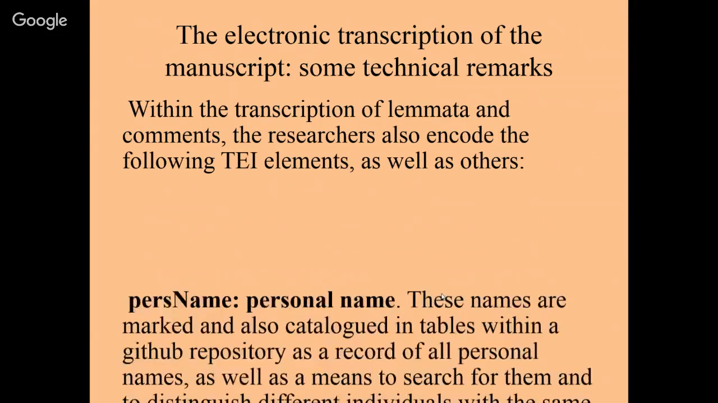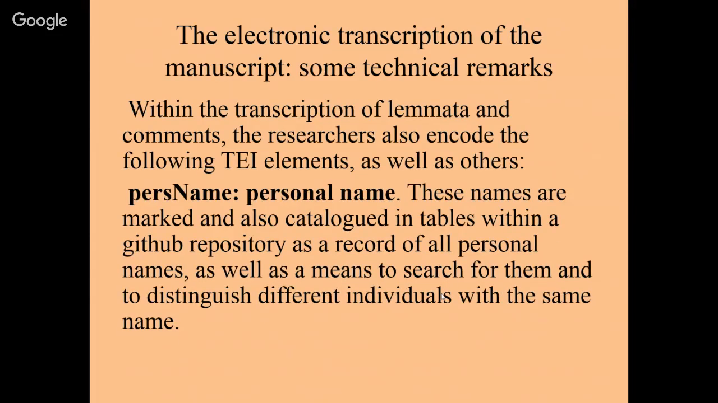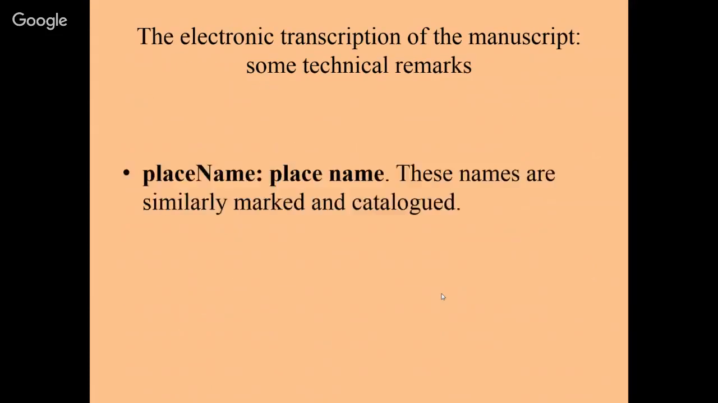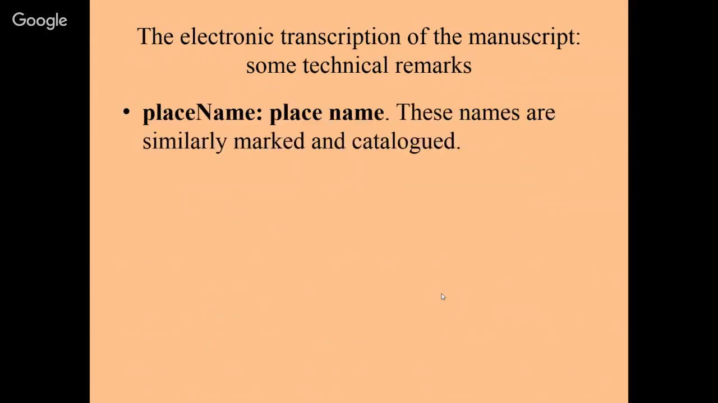Within the transcription of lemmata and comments, the researchers also encode the following TEI elements as well as others. First of all, the personal names. That means that we can define the criteria for our searches and we can find all the personal names that are attested in the manuscript. And these names are marked and also cataloged in tables within the GitHub repository as a record of all personal names, as well as a means to search for them and to distinguish different individuals with the same name. Then we have the place names. They have followed approximately the same procedure for the place names. These names are similarly marked and cataloged.